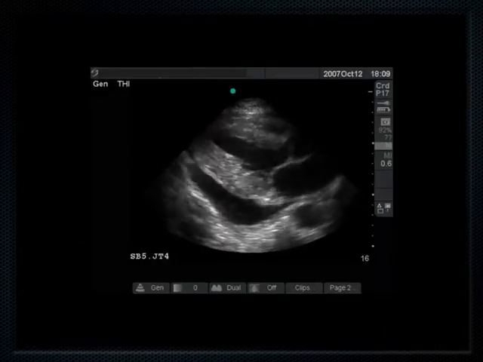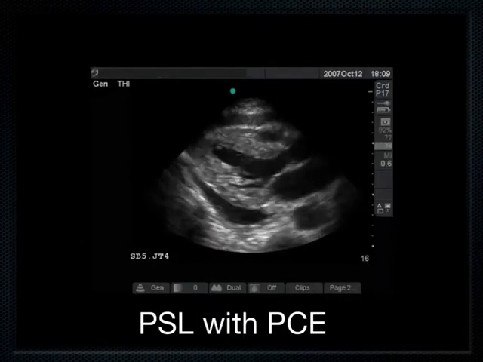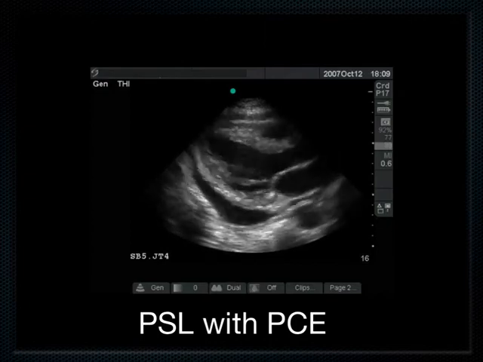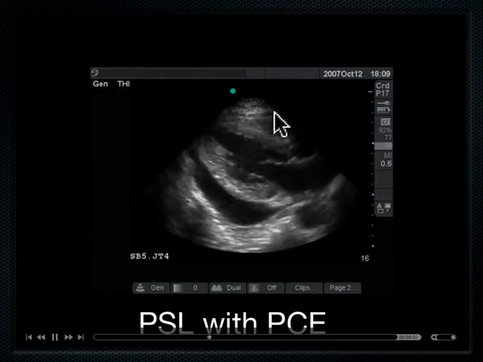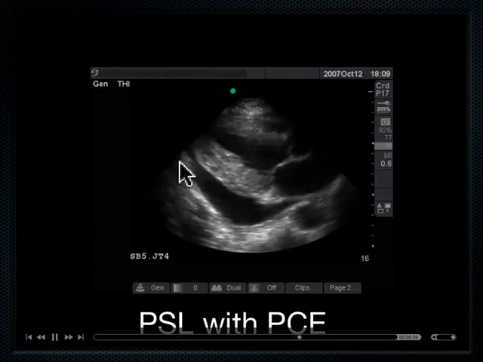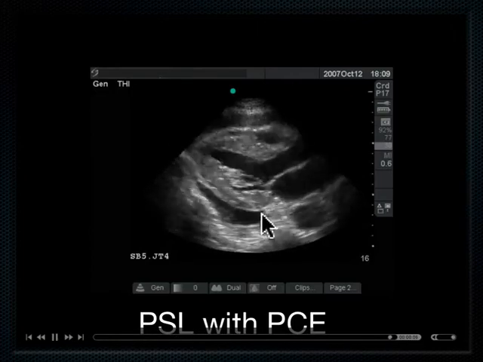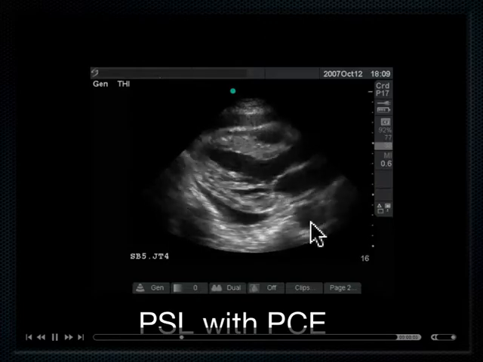This is what it looks like when you've got a pericardial effusion with the parasternal long axis. We can see the fluid actually on both sides of that heart. So the pericardium, I'll trace it for you. It's out here, kind of falls off the screen, and then it's down here. And the fluid runs anterior to that descending aorta.